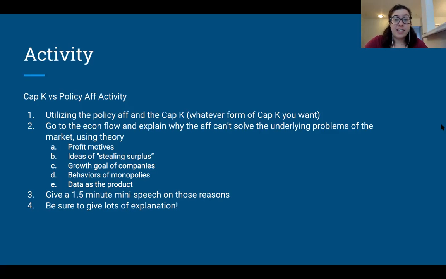If the aff can't solve for that, then how can they solve for the stealing of consumer surplus and creating the deadweight loss? And so the second is the idea of stealing surplus, why companies want to do that and why that's the ultimate goal. The answer is to create profit. So those go together. Third is the growth goal of companies and the modern system of these venture capitalists and this idea of profitability versus growth.